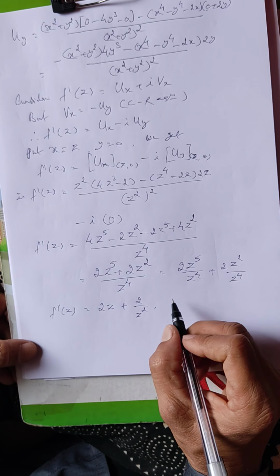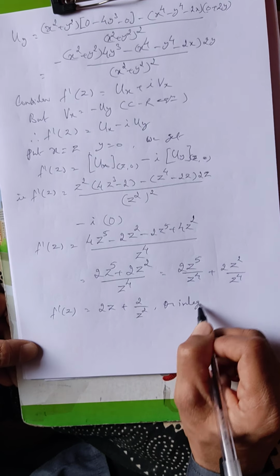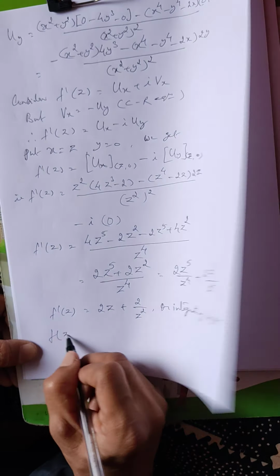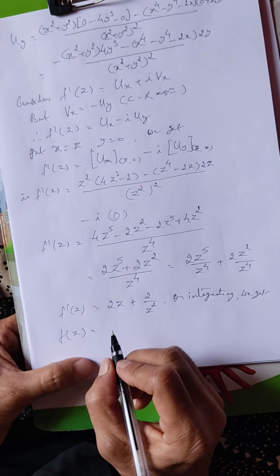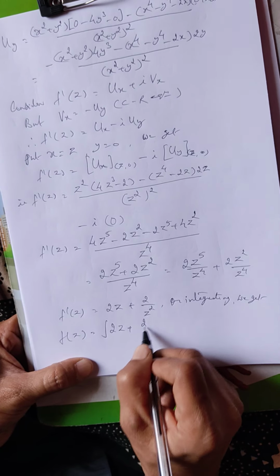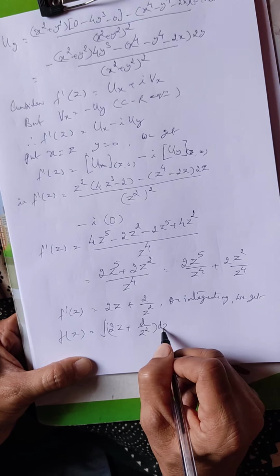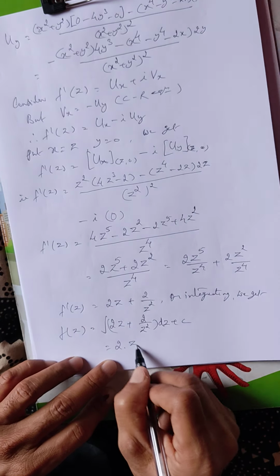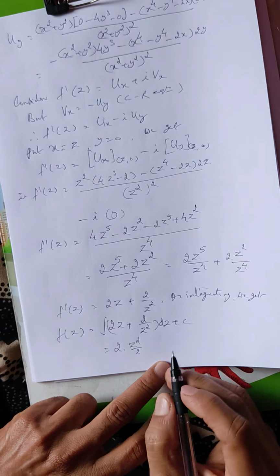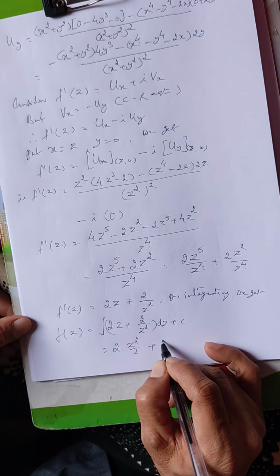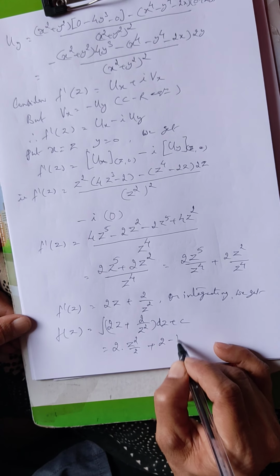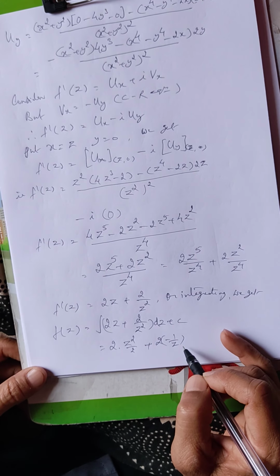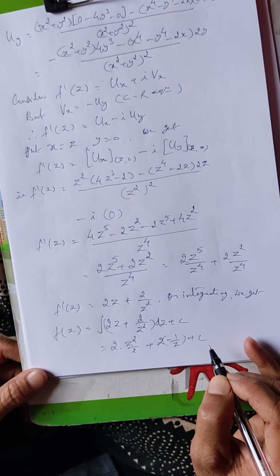Now, in order to get f of z, let us integrate. On integrating, we get f of z is equal to integration of 2z plus 2 by z square dz plus c. That is equal to 2 into integration of z, which is z square by 2, plus 2 into integration of 1 by z square, which is minus 1 by z. You know, the derivative of 1 by z is minus 1 by z square. So integration of 1 by z square is minus 1 by z plus c.